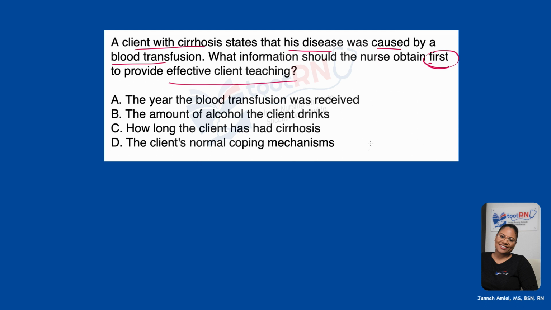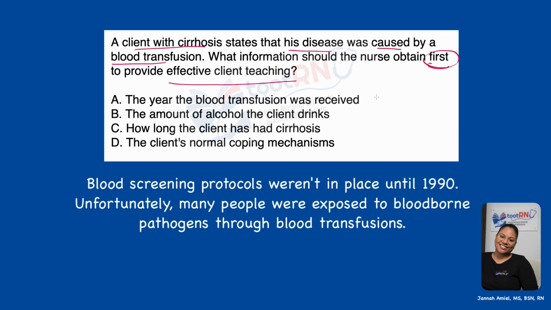Which one of these, thinking about outcomes, is going to help us provide this client effective teaching about what he said? So A says the year the blood transfusion was received. This could certainly be helpful in providing effective client teaching. If we know when he received the blood transfusion, we can talk about how that may have been caused by the blood, or if it was likely not caused by blood. More specifically, before 1990, we know that blood wasn't tested for bloodborne pathogens like hepatitis. So there certainly was a potential that you could have contracted something like hepatitis and now you have cirrhosis. If it was after that, it's not likely that would have happened.